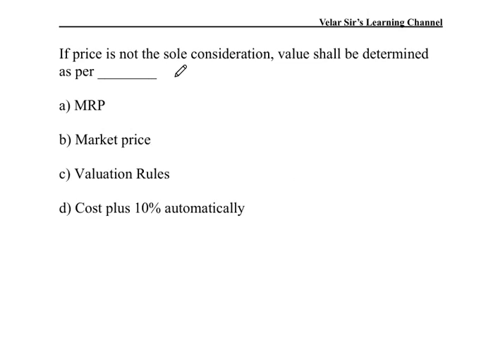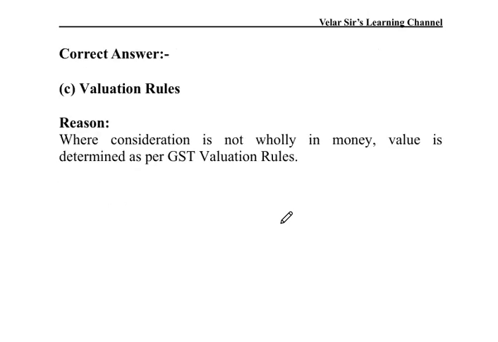Okay. The next MCQ. If the price is not the sole consideration, value shall be determined as per dash. Options given are: first option MRP, second option market price, third one valuation rules, fourth one cost plus 10% automatically. Okay, the correct answer will be valuation rules, where the consideration is not wholly in money, value is determined as per the GST valuation rules.